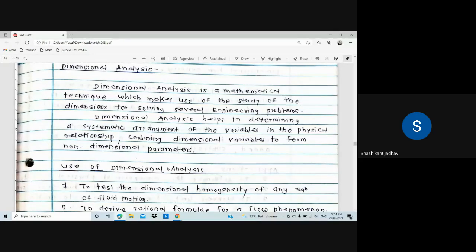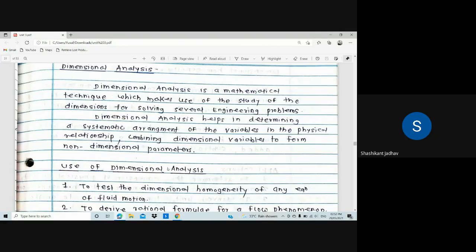Okay. So here we have completed that part, that is correlations for the forced convection, natural convection, and combined forced and free convection, and we have solved the problems related to that. Now we have to discuss the next point, that is dimensional analysis. So what is meant by dimensional analysis? Dimensional analysis is nothing but a mathematical technique.